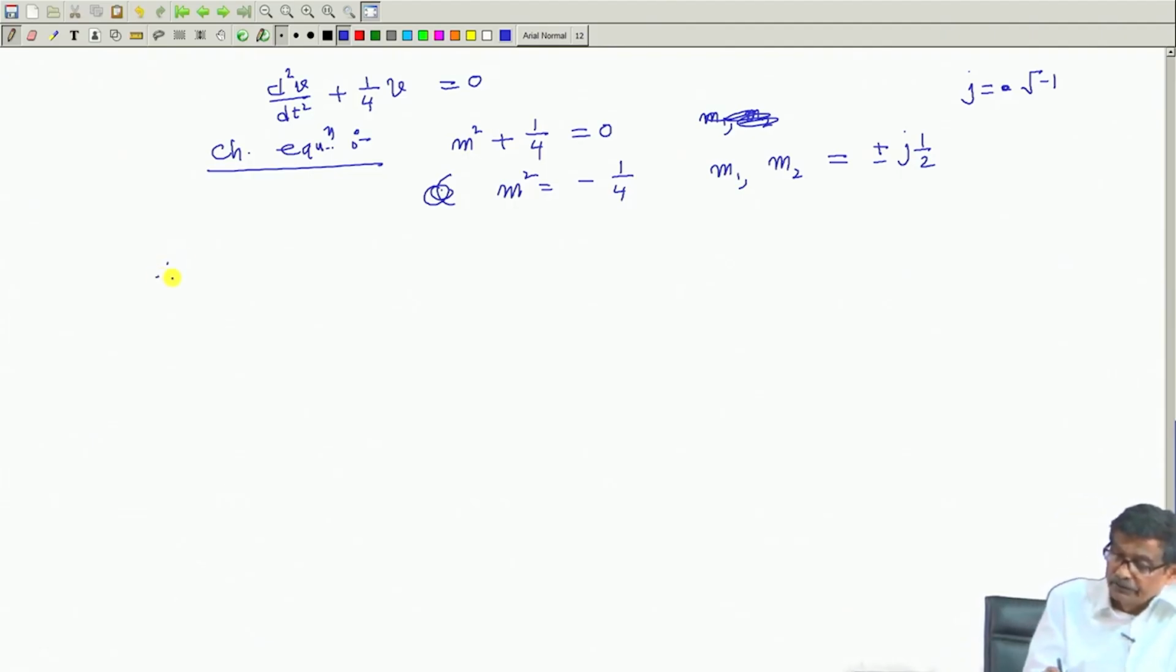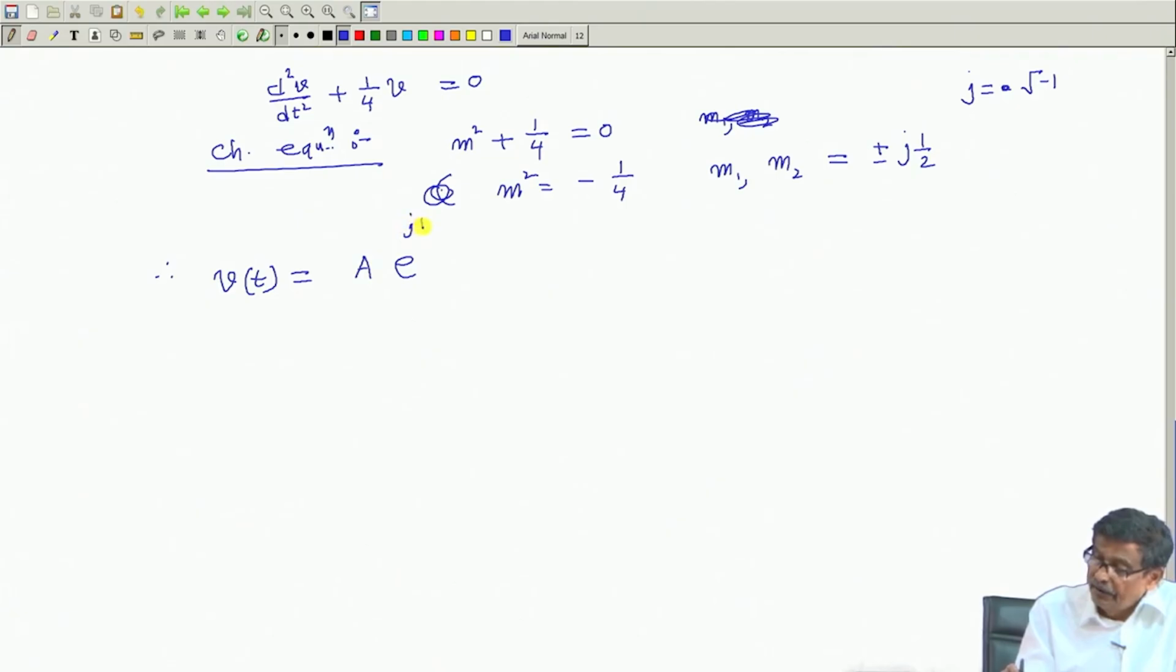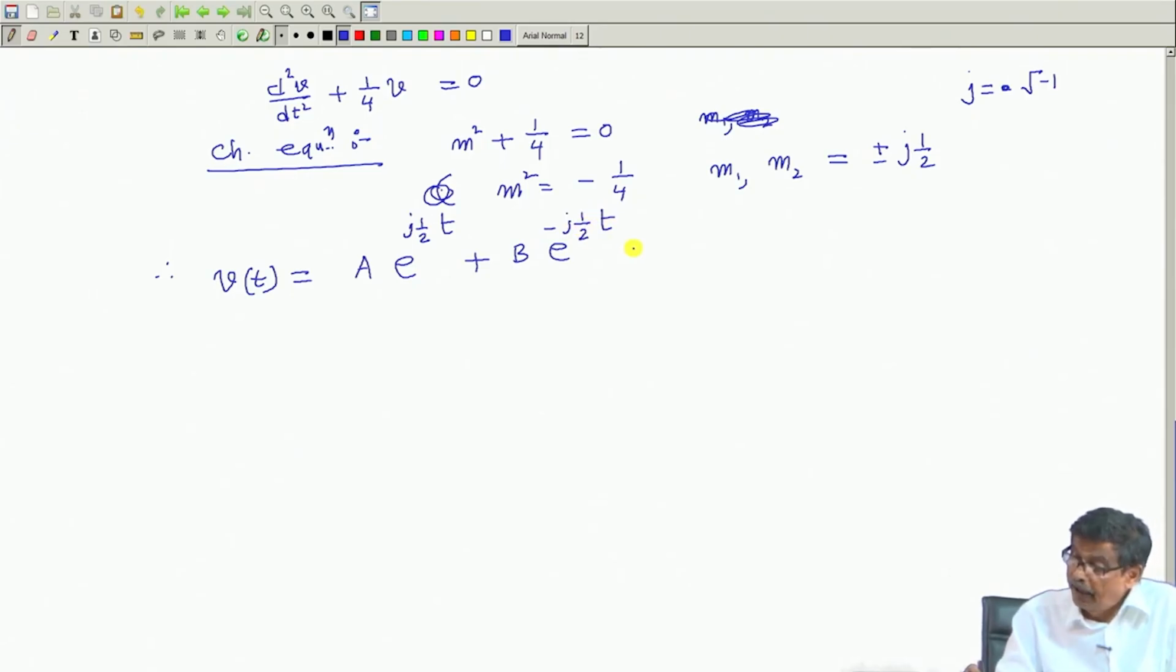Therefore, the solution V(t) I will write straight away. It will be equal to A into e to the power j half t plus B into e to the power minus j half into t, plus the forcing function term, which is 0. So, this term, x dots, these are zeros, nothing is there.